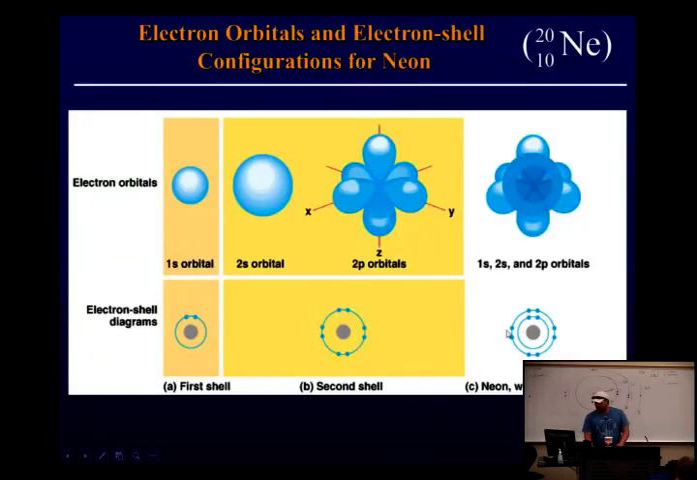And basically, this is what your book shows you. So for neon, it has 10, so there's 1, 2 in the first, and then 8 in the second. This, I don't care that you know this. This is more advanced chemistry. There's different orbitals, s's and p's and d's and f's, and I don't even care that you know that. It's not important. It doesn't matter to us.